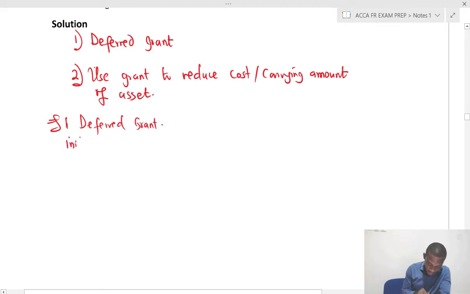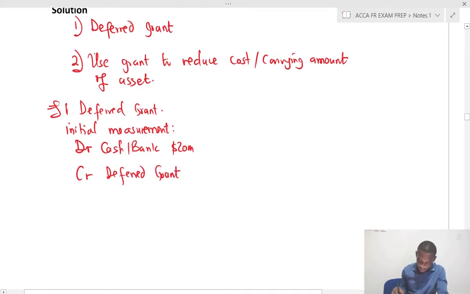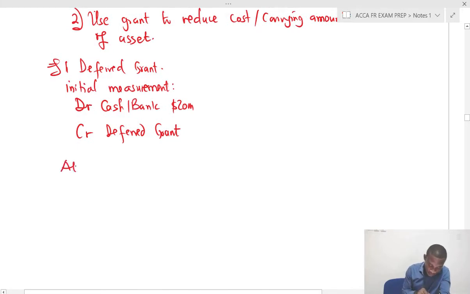Now, the deferred grant at the initial measurement, or call it initial recognition. This is what the entity will pass as double entry. When the grant is received, debit bank or cash, which is 20 million, and they will credit deferred grant. Now, what it means is that at year end, they will release the grant over the period the asset will be used.